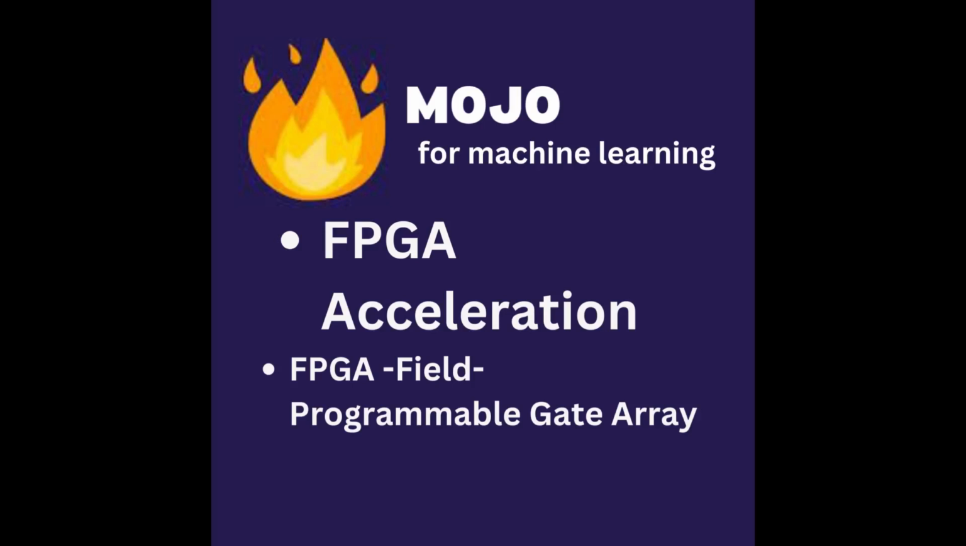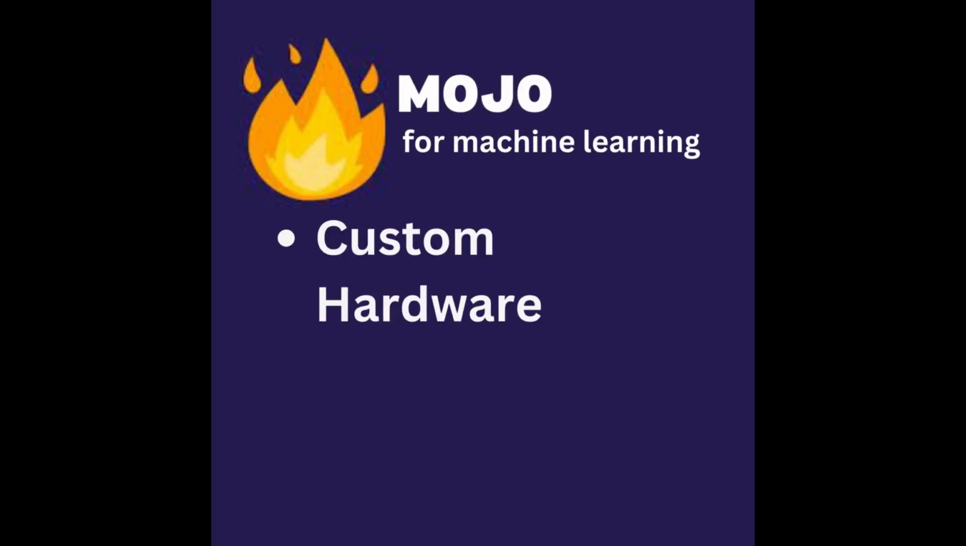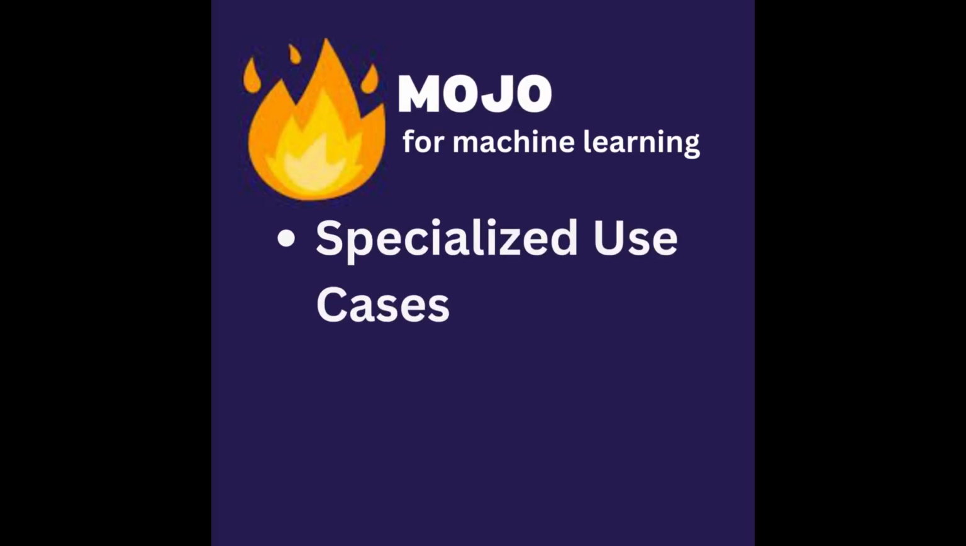So FPGA means that is a field programmable gate array. So it is basically used for deploying machine learning models. It has a custom hardware. So FPGA devices can be customized to perform specific machine learning operations effectively, which is especially beneficial for edge computing and IoT applications. Mojo also has specialized use cases. Mojo is more relevant for engineers and developers working on hardware accelerations for machine learning rather than data scientists or machine learning model developers. So this is basically for engineers and developers who are working on hardware accelerations for machine learning. It is basically for deploying machine learning models because of CPU and GPU speeds.